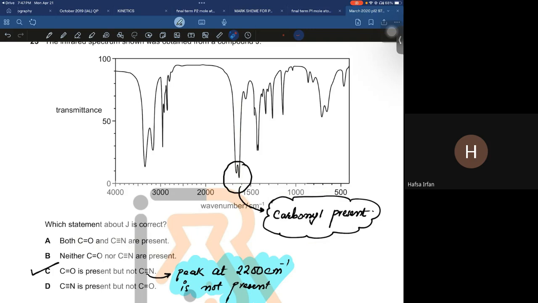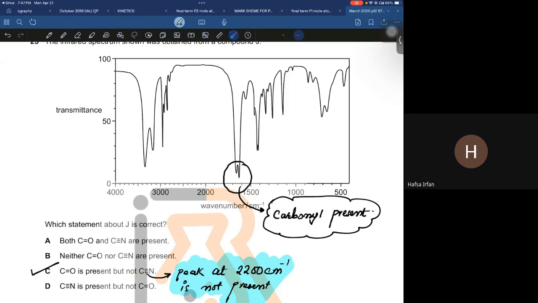We have to see the peak. Where is the peak for the cyanide? Remember, the peak for the cyanide ion is present at 2200 centimeter inverse, but I cannot see any peak there. So there is no cyanide. In option B, they are saying neither cyanide nor carbonyl. No, we have carbonyl. We can see the peak at 1600. In option C, carbonyl is present, but not cyanide. Yeah, C is correct.